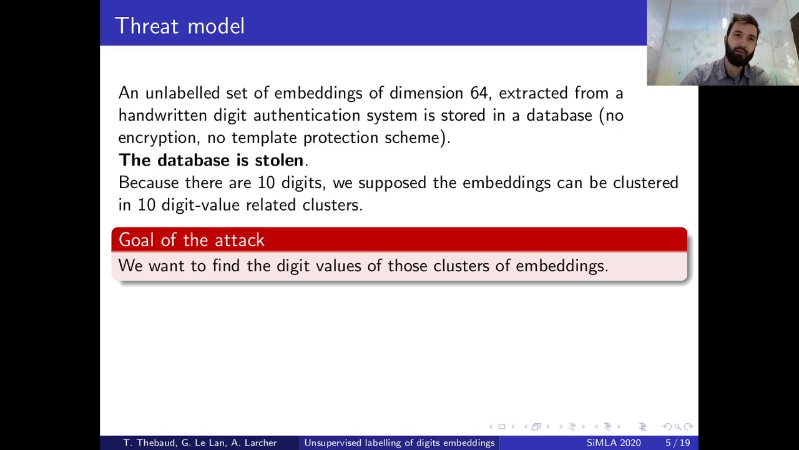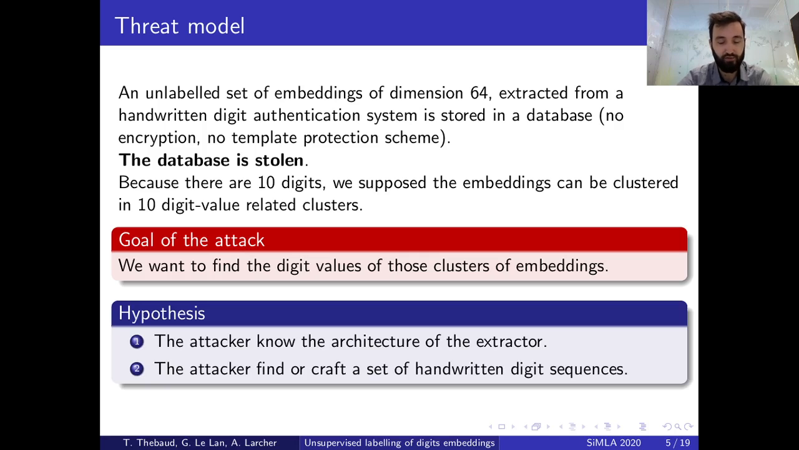To help us a bit on this attack, we added two additional hypotheses. The first one is a weak hypothesis about our knowledge of the original extractor. We suppose the attacker knows the architecture of the extractor. It's a weaker hypothesis than having black box access, because we don't have access either to the weights or to the initialization, only to the architecture of the extractor.